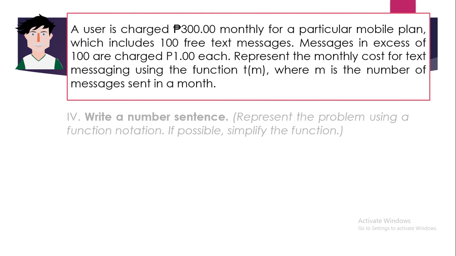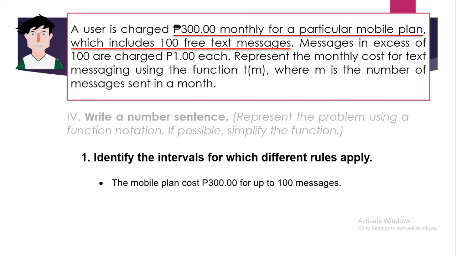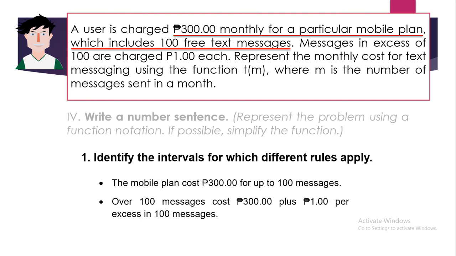After that, write a number sentence, the last step. But here, there are an additional 3 sub-steps. The first one, identify the intervals for which different rules apply. So that is, the mobile plan costs 300 pesos for up to 100 messages. The second one, over 100 messages cost 300 pesos plus 1 peso per message in excess of 100. So those are the 2 intervals that apply in the problem.